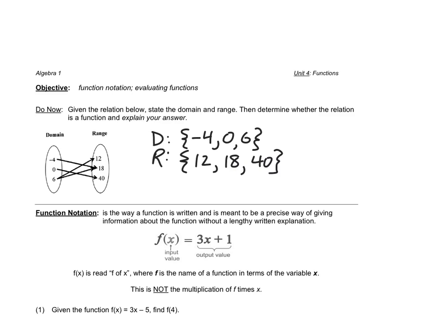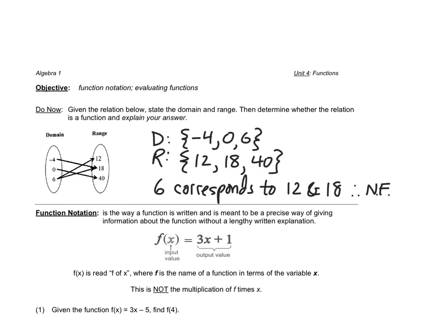So these are the possible values of x and the possible values of y for this potentially function, definitely relation. What we want to know is, will any of these x values correspond to more than one y value? So what do we say? Which one? 6. Okay, so 6 corresponds to both 12 and 18. So therefore, not a function.